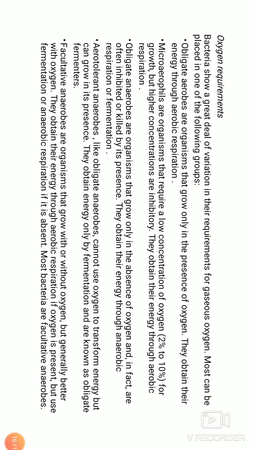Microaerophiles are those that, if oxygen is present in low concentration, can happily grow. They are not inhibited when oxygen concentration is low. But when the oxygen concentration increases above about 10%, the growth is inhibited, because they obtain their energy through aerobic respiration. Obligate anaerobes are the organisms that grow only in the absence of oxygen, and they are killed by the presence of oxygen. Aerotolerant anaerobes are like obligate anaerobes which cannot use oxygen to get energy, but they can grow in the presence of oxygen.